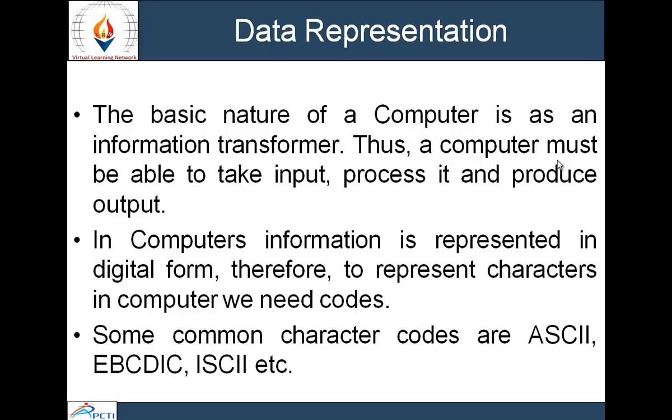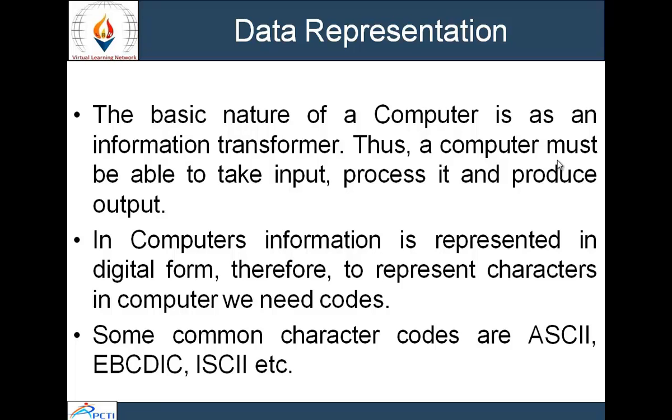First is data representation. The basic nature of a computer is an information transformer. Thus, a computer must be able to take input, process it, and produce output. But how is the information represented in a computer? It is in the form of binary digits, popularly called bits. In computers, information is represented in digital form.